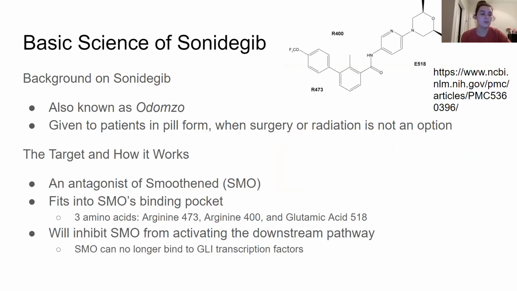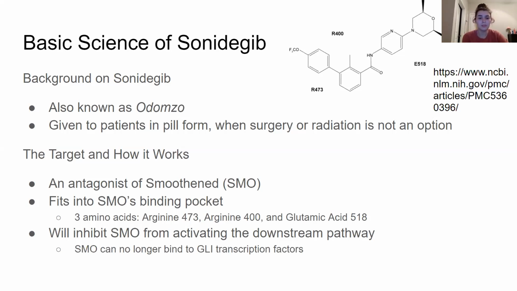I just want to give you a little bit about the basic background of science on how Sonagib actually works within your body. It's also on the market known as Odomzo. And like Kelly said earlier, it's usually given to patients in pill form. This is usually given to patients when surgery or radiation is no longer an option. This can be because it's on a certain area of the body where it's close to a vital organ, and this is just not the best case scenario for this patient.